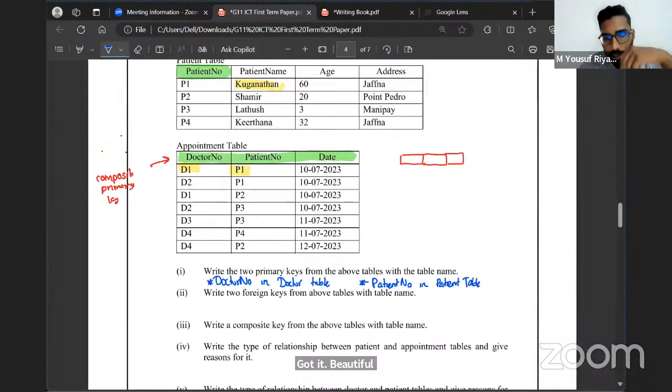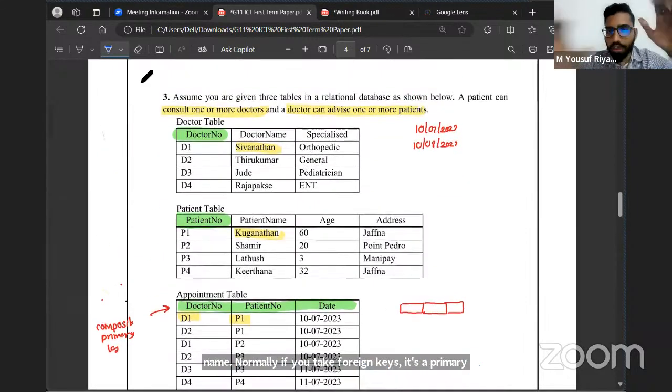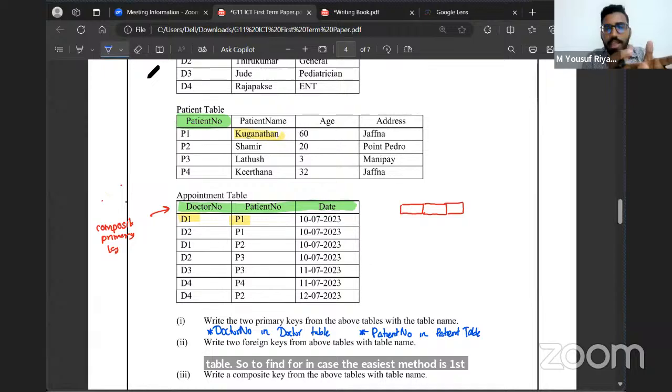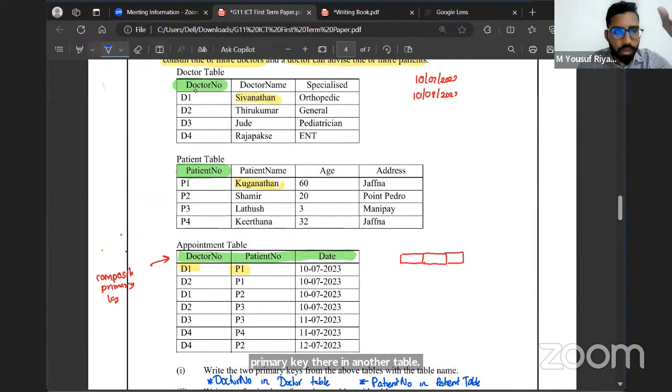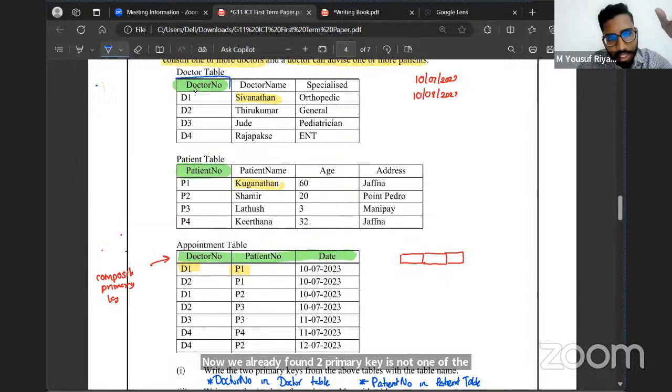So the answer is going to be doctor number in doctor table, patient number in patient table. Perfect. Next, write two foreign keys from the above table with table name. Foreign key is always the primary key of another table. So to find foreign keys, the easiest method is, first you find the primary key, then you find whether that primary key is there in another table. We already found two primary keys: doctor number and patient number.